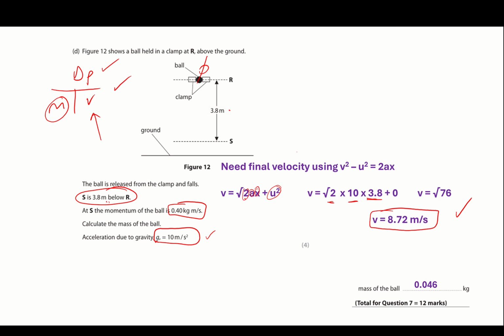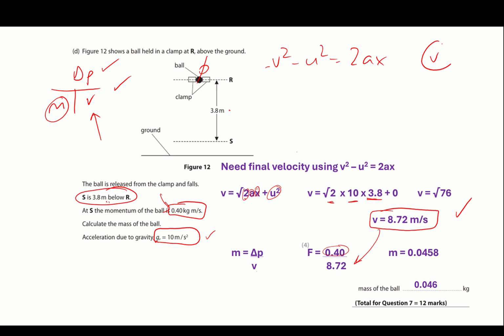So it's taken us a lot of work to get that. And now we can plug that into mass equals the change in momentum divided by the velocity. It told us that the momentum is 0.4. Divided by the velocity that we worked out equals 0.046 kilograms. So really, really tricky question. But what we're pulling out here is this is a multi-step equation where we're rearranging v squared minus u squared equals 2ax to tell us v, and then that's being plugged into momentum delta p equals mv in its rearrangement. Okay, lovely question, but a tricky one.